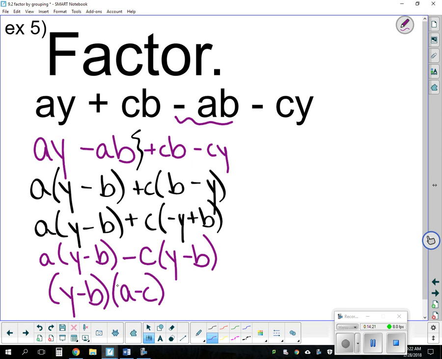Again, remember, you can always multiply these back out. We had to do some weird changing here, so you might not be sure you're right. Multiply it back out, make sure you got what you started with.